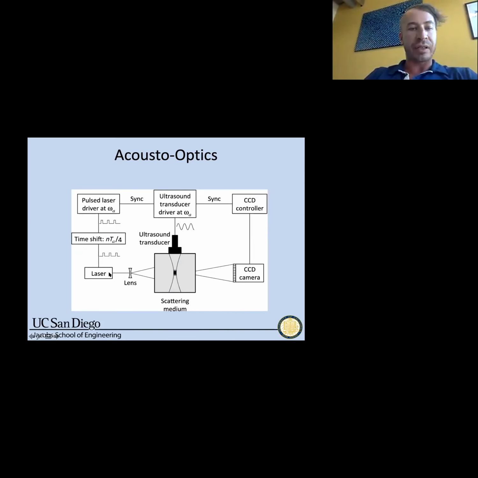This is in a little more detail what this would look like. You have scattering media, the ultrasound transducer, and orthogonal to that, your laser. Then this is shifted relative to the frequency of the ultrasound. So you want to have not only the physical orientation of these, but also the pulse duration offset a little bit from the ultrasound driver, and then just detect it with the CCD.